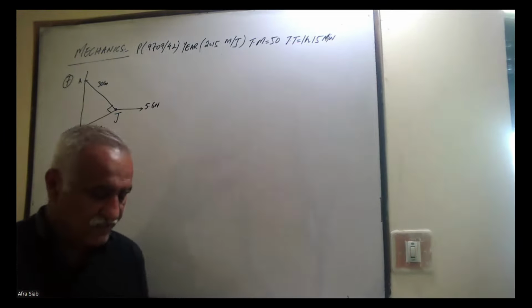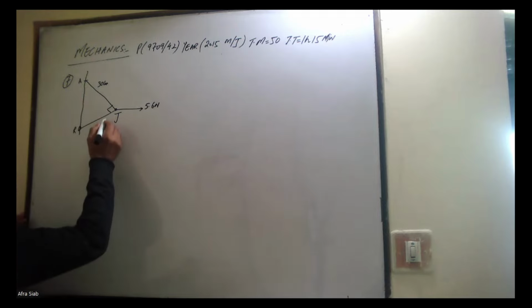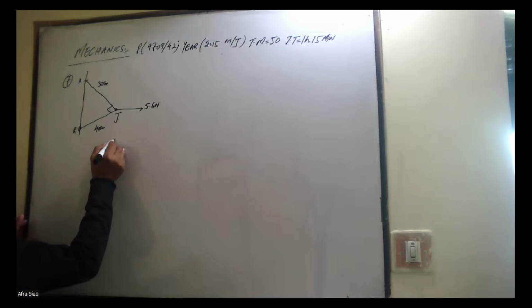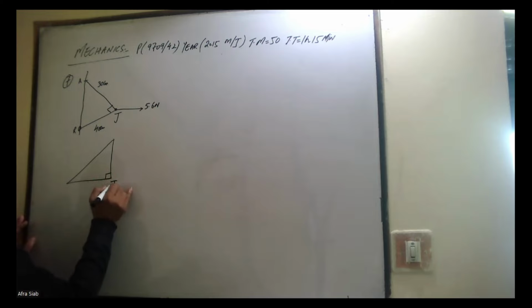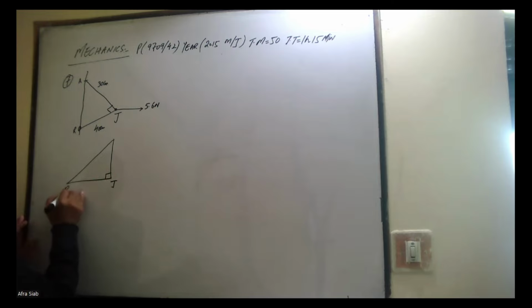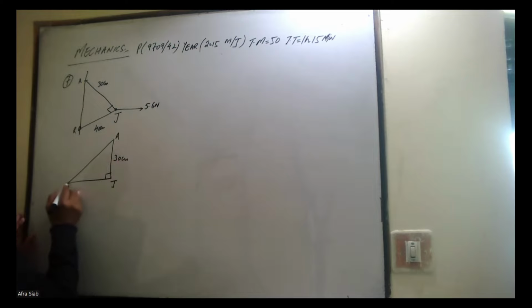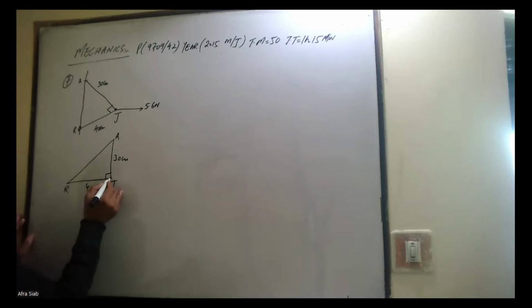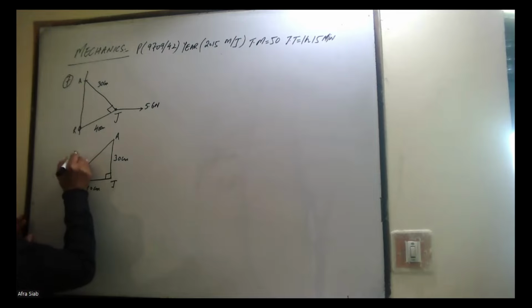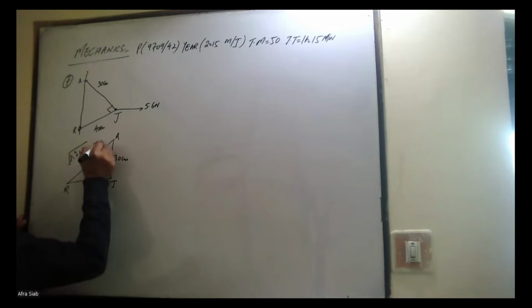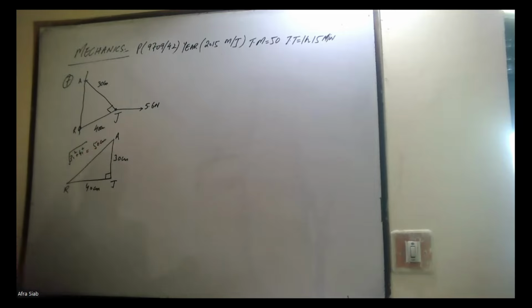We have seen that it is 90 degrees there. So if we make that a triangle, where this is the point with 90 degrees, and this is R, and this is A. AJ is equal to 30 centimeters, and RJ is equal to 40 centimeters. And we know from the Pythagoras theorem that this will become the square root of 30 square plus 40 square, and that is equal to 50 centimeter, the A to R length here.